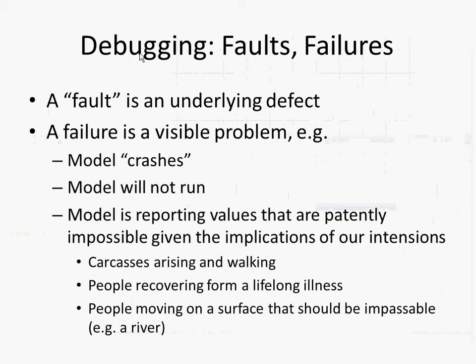So the failure is very visible sometimes, like a model crash, or it won't run, or reporting values are patently impossible. So Gregor, for example, I talked about their recurrent problem of carcasses getting up and walking. The dead deer got up and sort of walked across the landscape. Or maybe people or deer are moving across a surface that should be impassable, like a winter during summer.